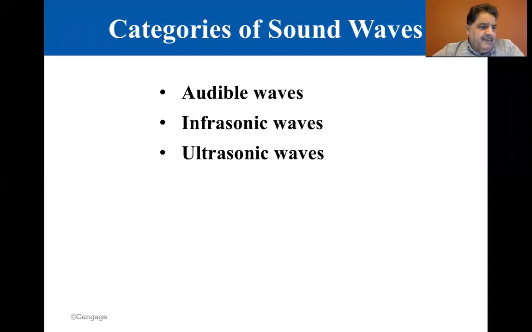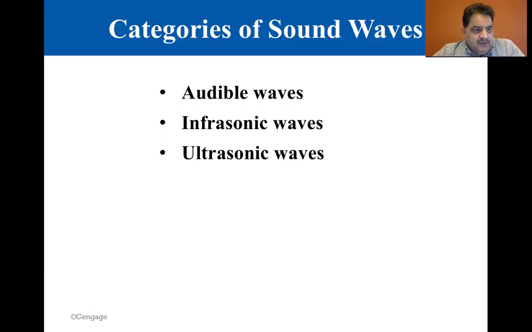Okay, the next section is section 14.2, categories of sound waves. There are three main categories of sound waves: audible waves, infrasonic waves, and ultrasonic waves. The audible waves are longitudinal waves that lie within the range of sensitivity of the human ear, approximately 20 to 20,000 hertz, or commonly referred to as 20 kilohertz.